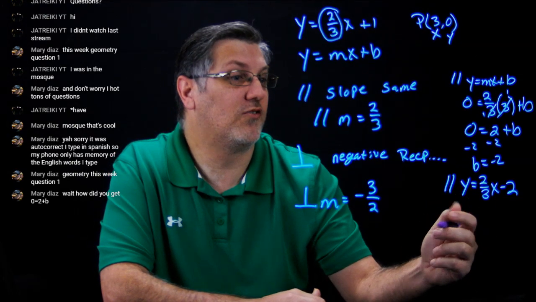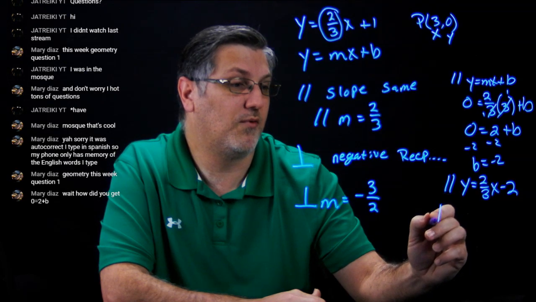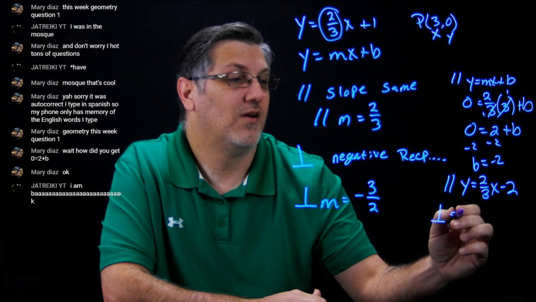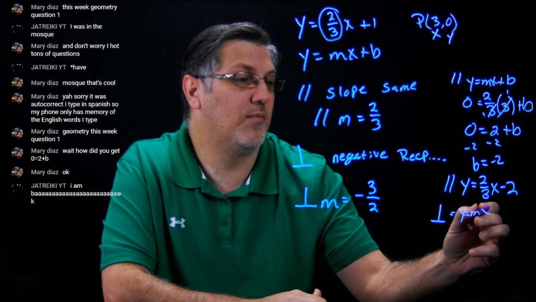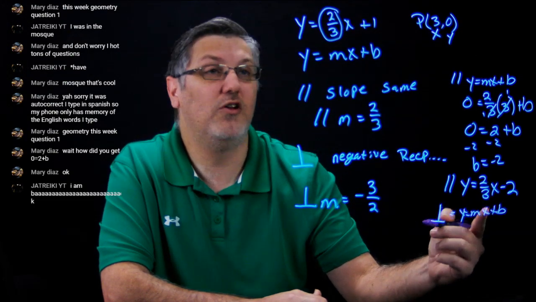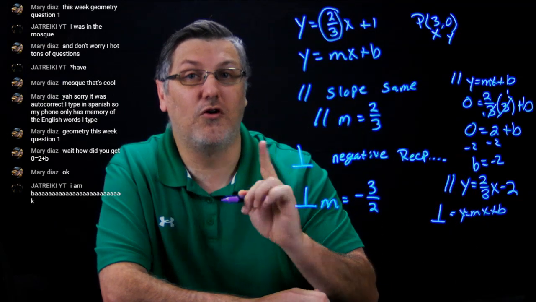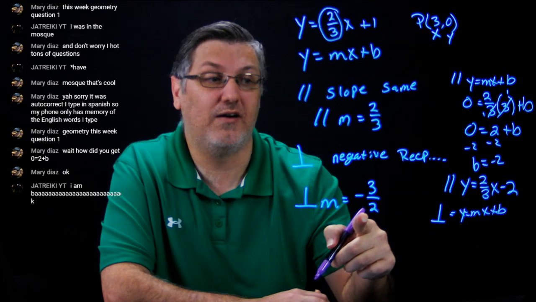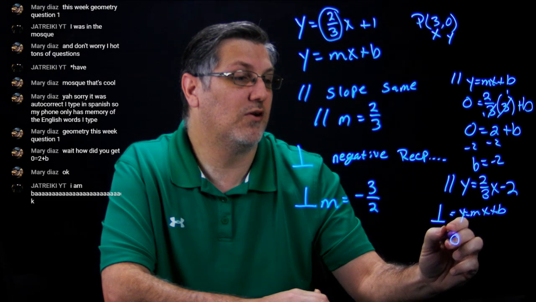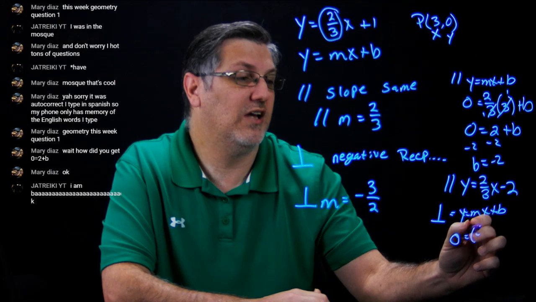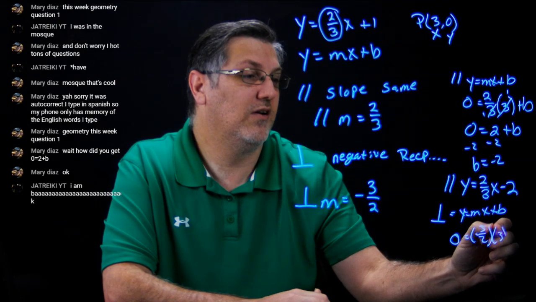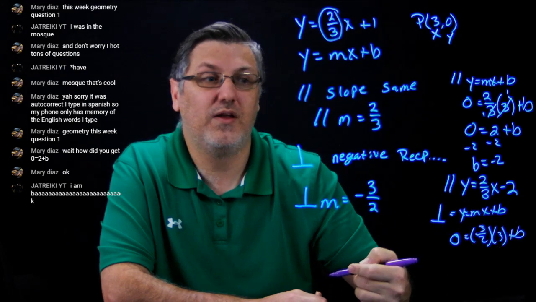So perpendicular, we're going to do the same thing. It's going to be a little quicker explanation, but for my perpendicular, I'm still using the y equals mx plus b. I'm going to use all the exact same numbers, but my slope is going to change. My slope is now going to be a -3/2. So I'm going to do 0 equals a -3/2 times my 3 plus b.